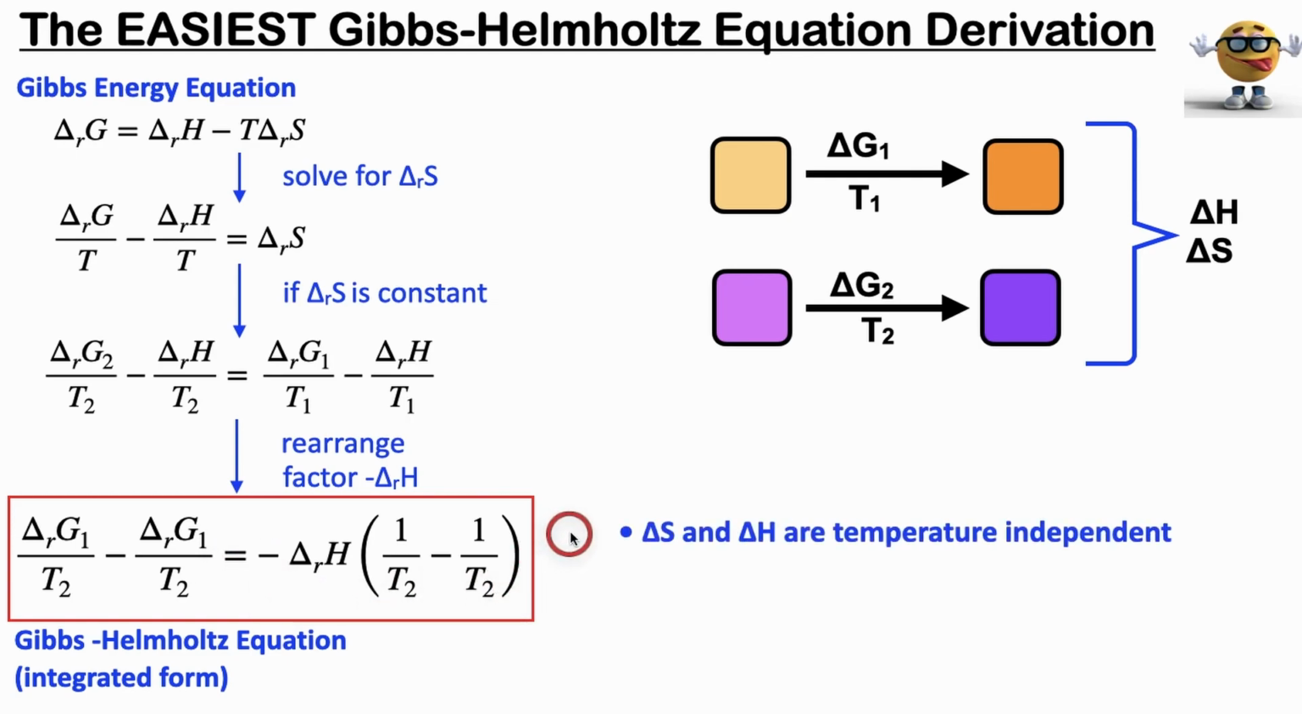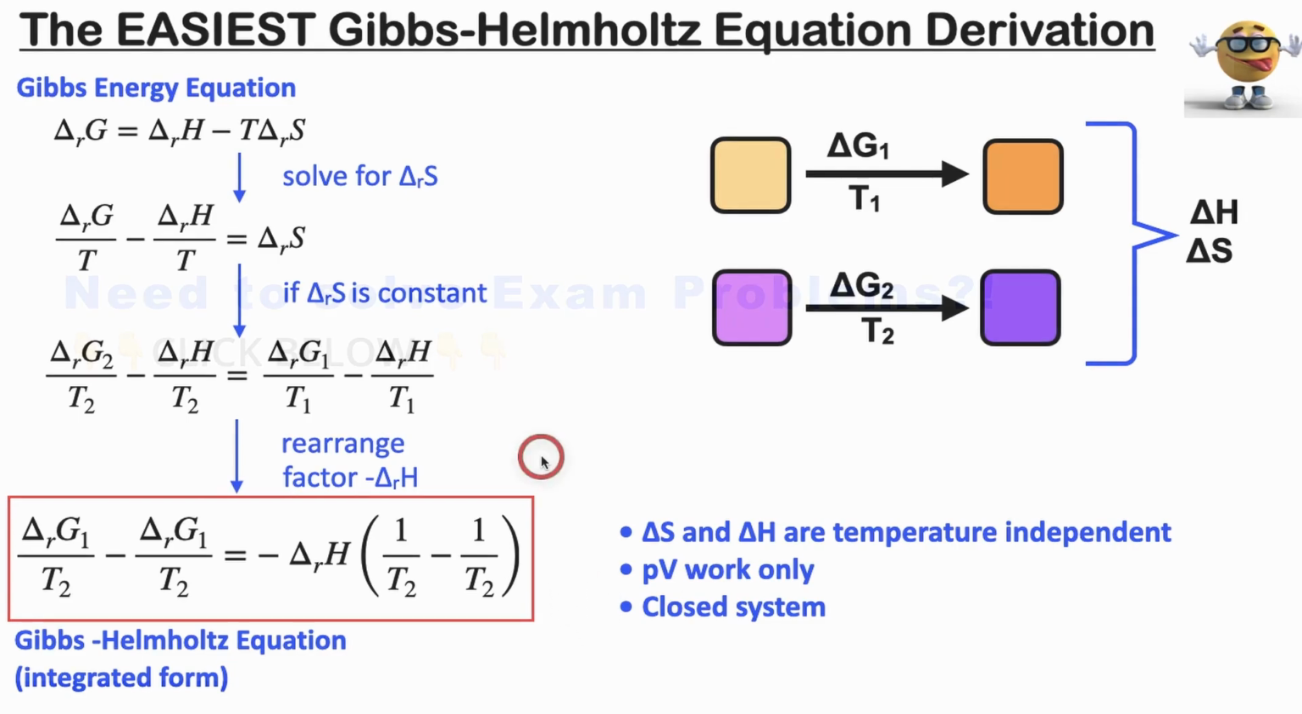Now, our assumptions are that the change in entropy and change in enthalpy are temperature independent. And just note, we're not losing anything with these assumptions because we require these assumptions for the other derivations as well. We're also assuming that there's pressure-volume work only, so no electrical or other types of work, and a closed system.